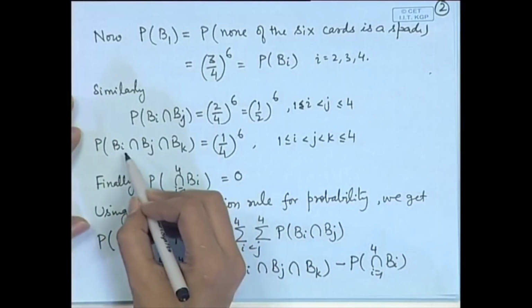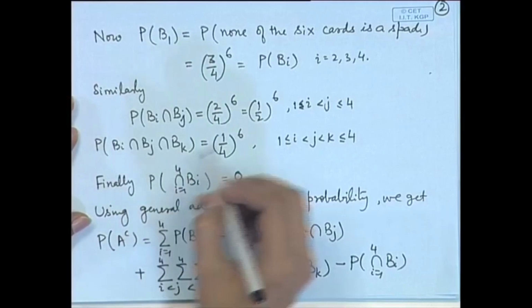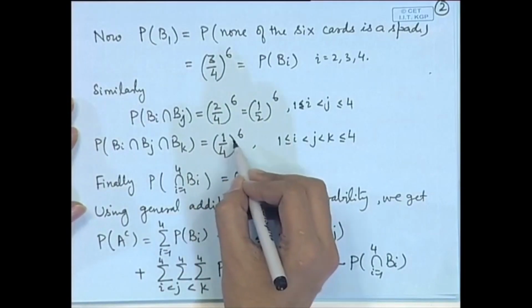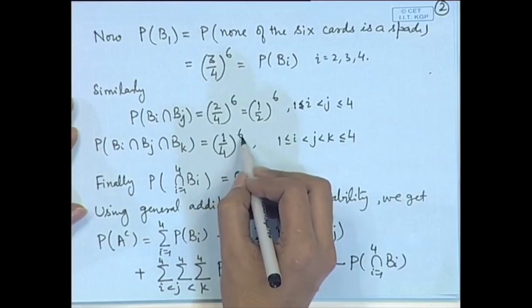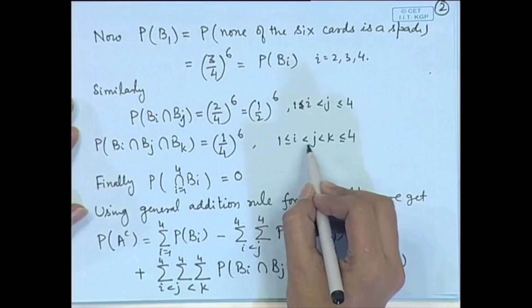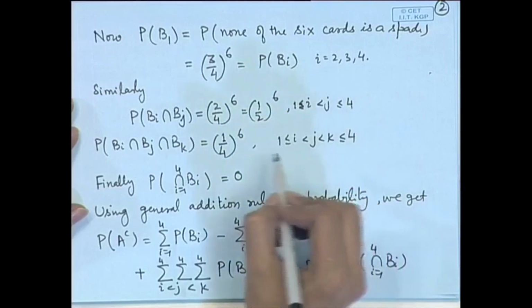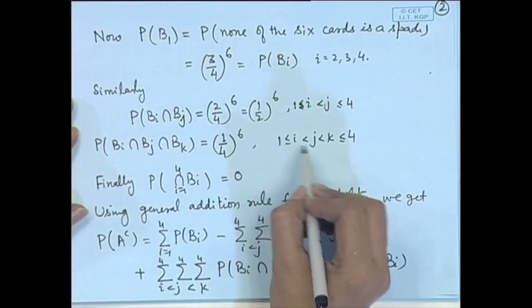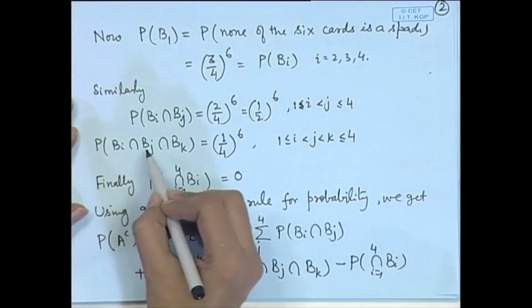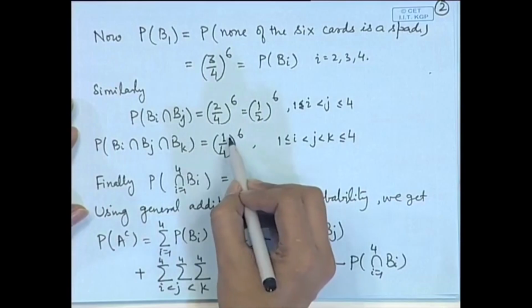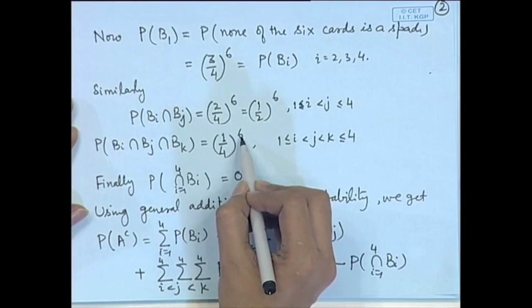Now, in a similar way, if we consider that 3 of the suits do not appear, then the probability will be simply 1 by 4 in a single draw, and it will become 1 by 4 to the power 6 in 6 draws. Therefore, for all the combinations of i, j, k, for i less than j less than k lying between 1 and 4, the probability of B_i intersection B_j intersection B_k will be 1 by 4 to the power 6.